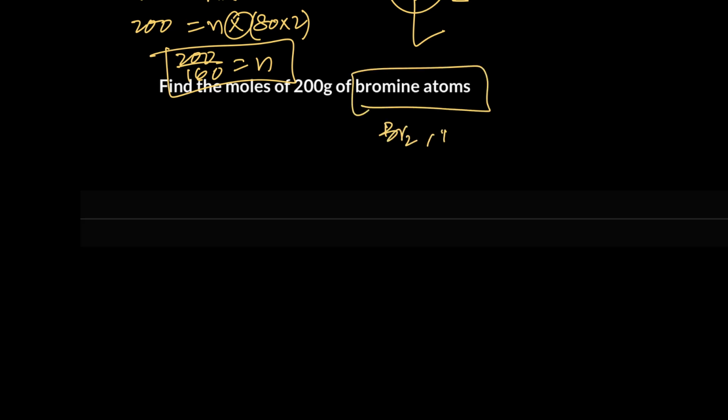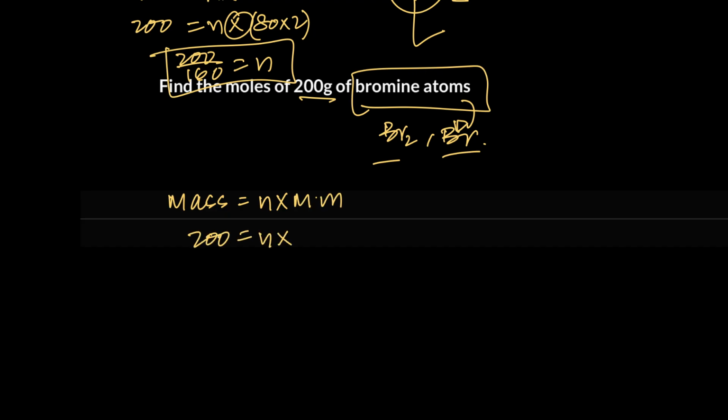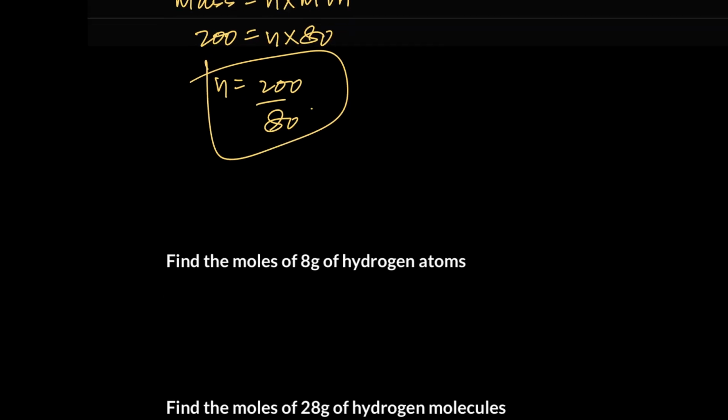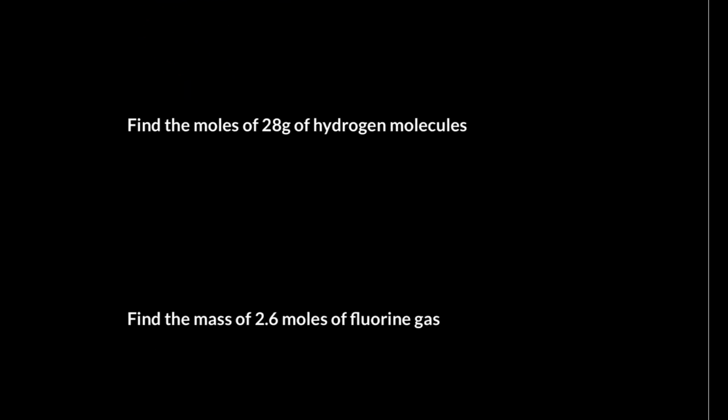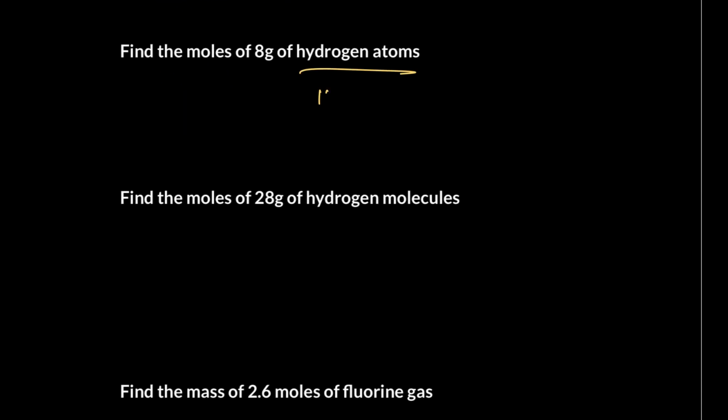अब Br2 की बात हो रही है कि Br की बात हो रही है? ऑब्वियसली Br की बात हो रही है, बिकॉज इट्स टॉकिंग अबाउट ब्रोमीन एटम्स। तो मोल्स निकालें, मास इक्वल मोल टाइम्स मोलर मास, मास गिवन है 200, मोलर मास Br है 80। भाई ये फ़र्क है, इधर बच्चे गलती कर जाते हैं। डन, और करूं कि खुद करने हैं? हाइड्रोजन एटम्स, H2 की बात हो रही है कि H की?